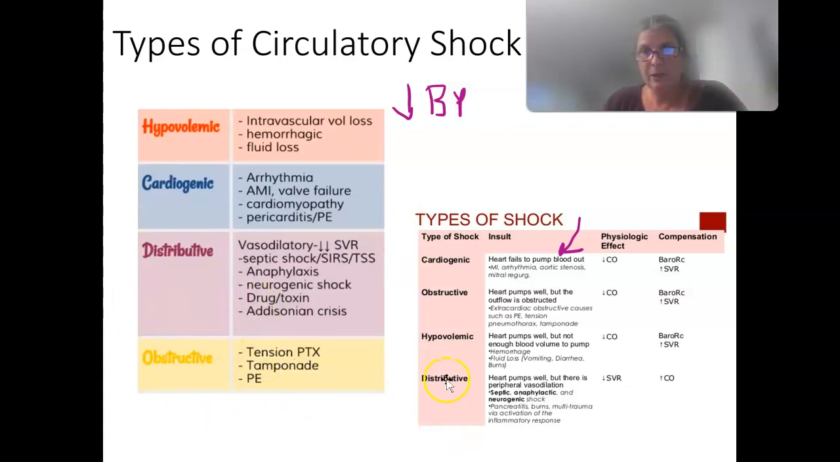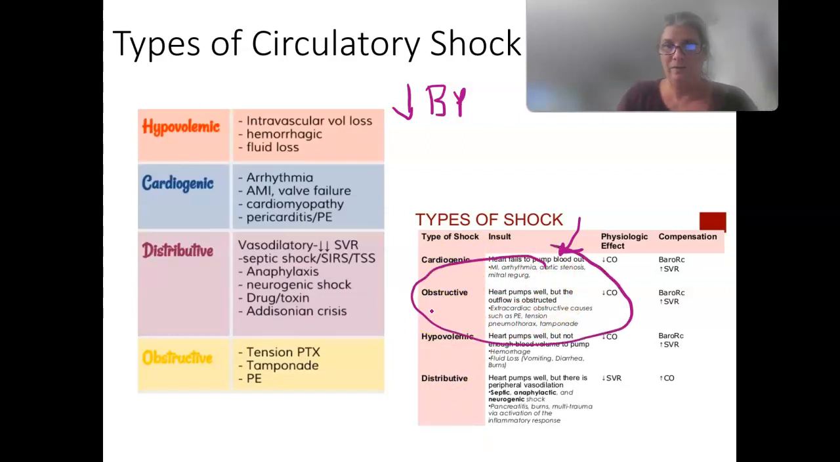Obstructive. When we look at obstructive shock, your heart is fine, but there's something going on with the flow of blood. So, maybe you have that cardiac tamponade, where your heart is trying to beat, but it can't beat very well and it can't get the blood out. So this could be a problem with a clot, like an embolism or a thrombus. Something's obstructing the blood flow.